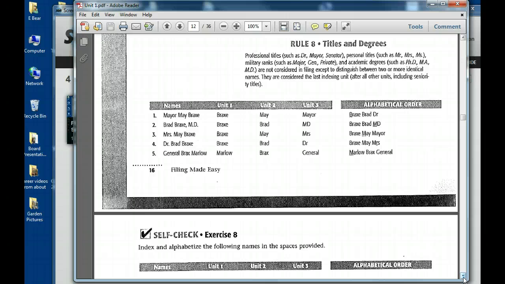For example, number 1, Mayor May Brax. Brax being her last name, May being the first name, and Mayor being the title. Brax would go in Unit 1, May would go in Unit 2, and Mayor would go in Unit 3, Mayor being the title.